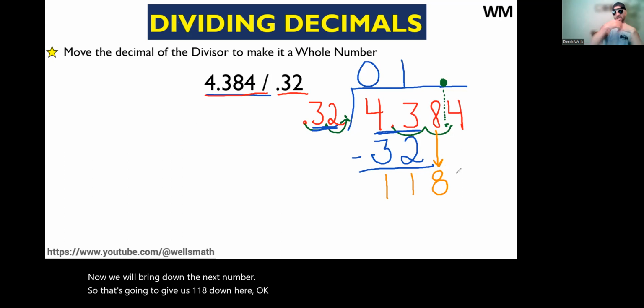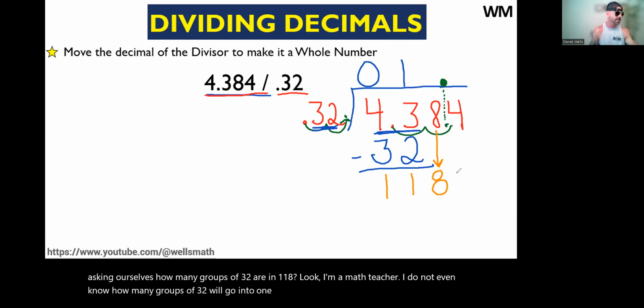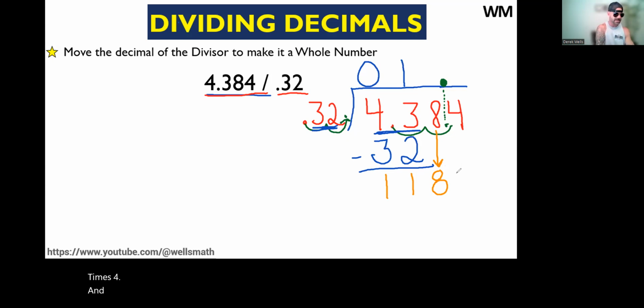So now we're kind of starting all over. Now we're asking ourselves, how many groups of 32 are in 118? Look, I'm a math teacher. I do not even know how many groups of 32 will go into 118. I'm going to get out my calculator here. This is what we call trial and error. I'm just going to kind of guess here. I'm going to say, well, maybe it'll go in 4 times. So I'm going to do 32 times 4 and see what I get.